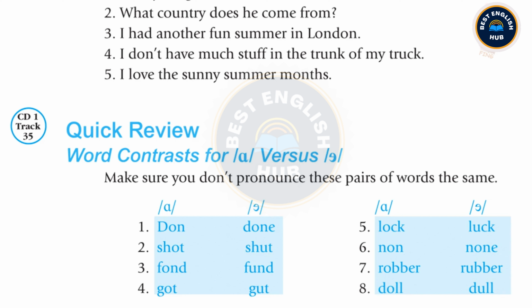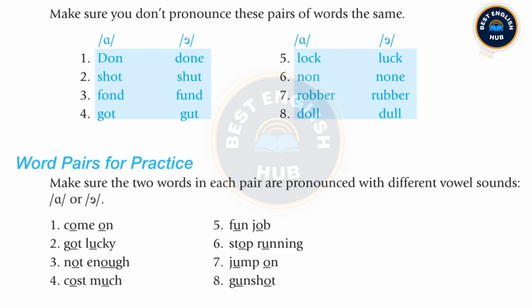Word combinations for uh and ah. Make sure that the two words are pronounced with different vowel sounds. Come on. Got lucky. Not enough. Cost much. Fun job. Stop running. Jump on. Gunshot.